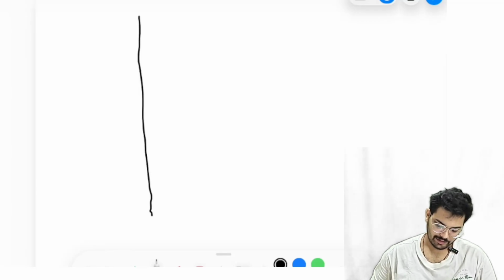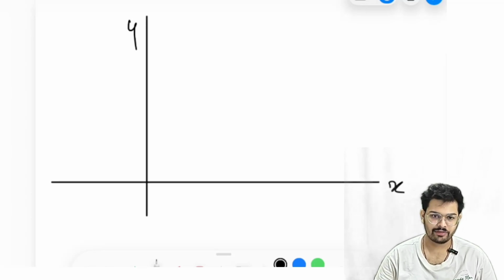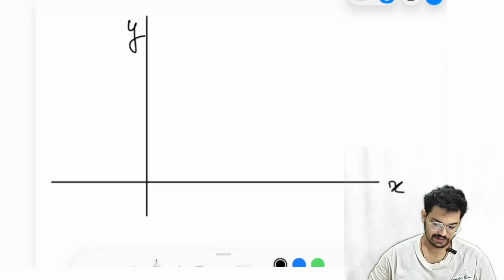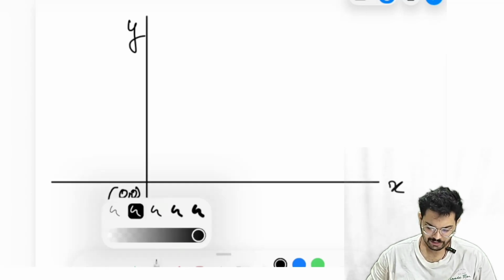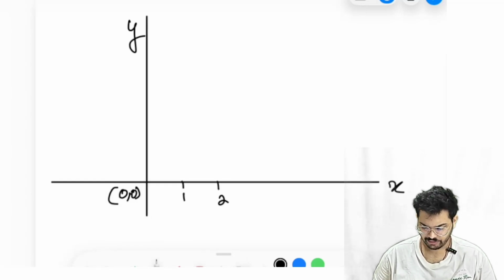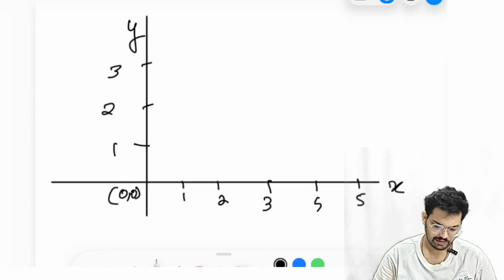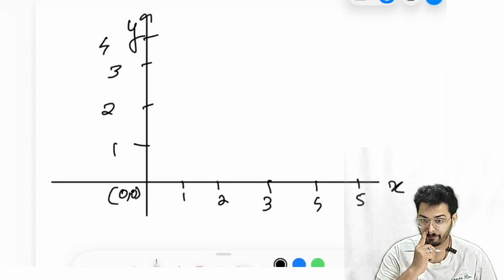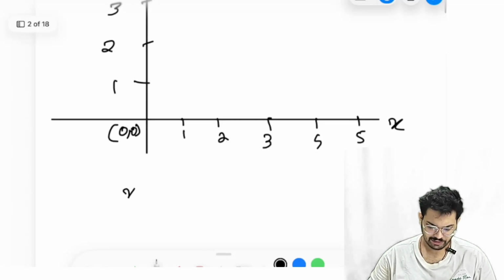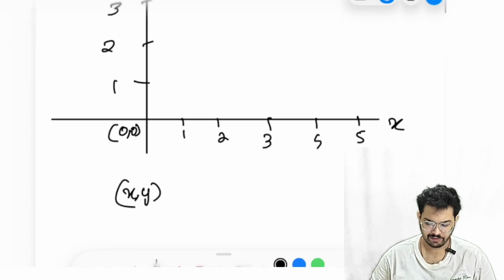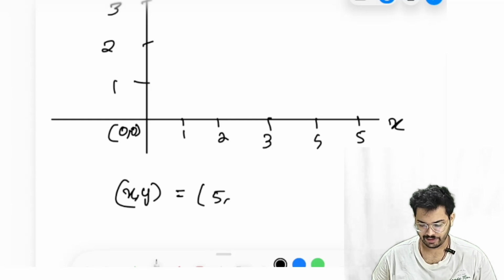Now, we will have the xy plane over here. So, this is our x-axis and this will be our y-axis respectively. Now, this is our origin. Now, I will take a random point, with the old coordinate system. I will take the ordered pair x comma y, which will be 5 comma 4.